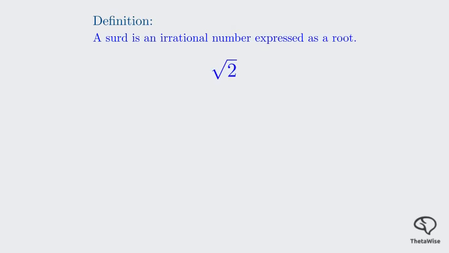A surd is simply an irrational number that is left in root form because its exact value cannot be written as a whole number or a fraction, for example, the square root of 2. For your exam, keeping numbers as surds allows for exact calculations without rounding errors.